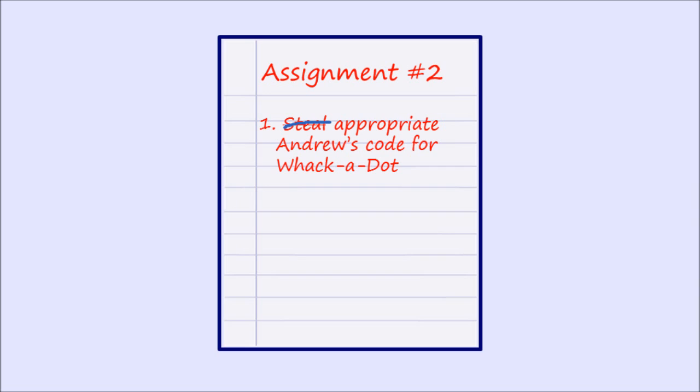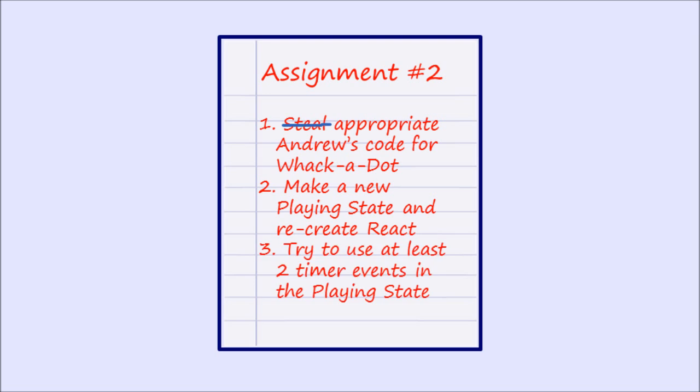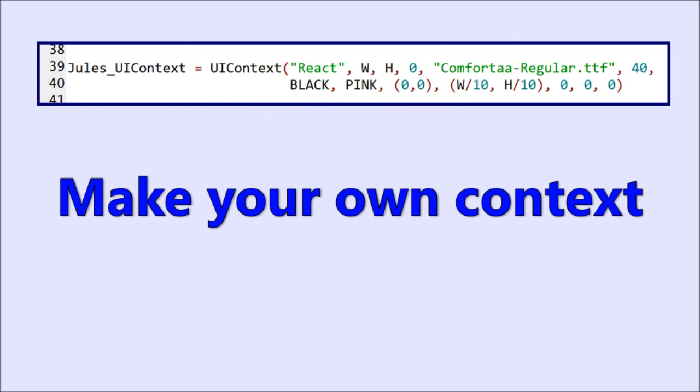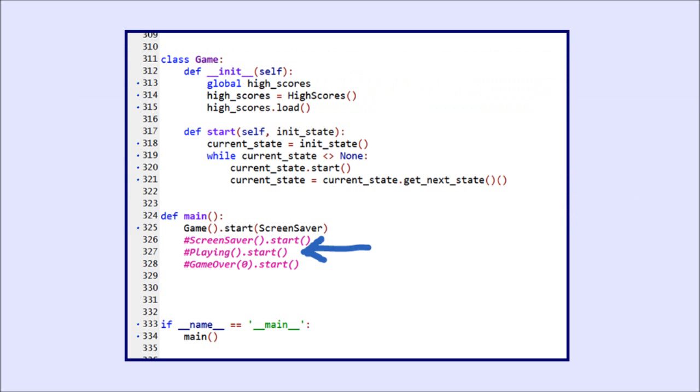Steal, appropriate Andrew's code, change the playing state, and recreate React. Try to have 2 separate timing events going on at the same time, like I did with the 2-second requirement for destroying a non-bonus, non-penalty block, and the 5-second countdown for changing the bonus and penalty block colors. Also, try your hand at creating your own context so your game doesn't look anything like mine or Jules'. And while you're working on your code, try temporarily making the initial state the playing state so you can go right to it without the hassle of going through the other states.